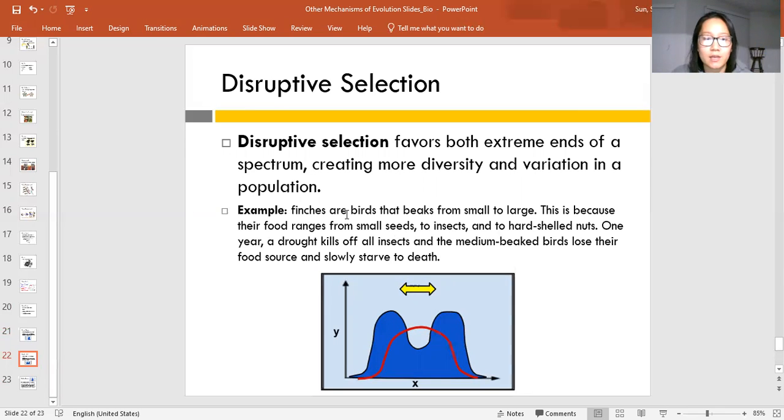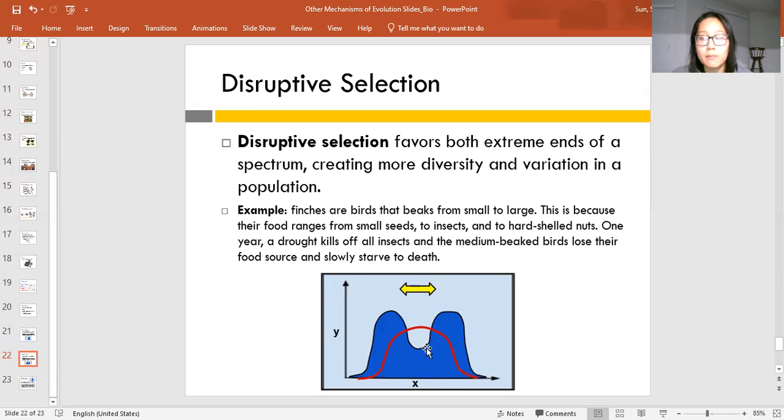So the example I'm giving here is that finches are birds that have beaks from small to large. And most of them have an average size beak originally, right, in this red line. This is because their food ranges from small seeds to insects and hard-shelled nuts. Well, what if one year a drought kills off all insects and the medium beak birds lose their main food source? So they slowly starve to death.